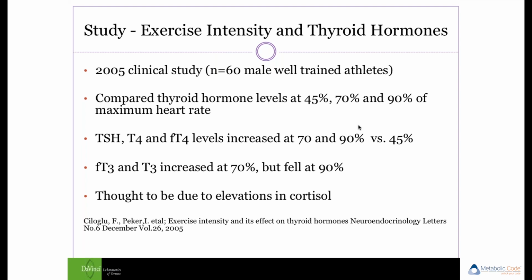And this was thought to be due to elevations in cortisol, that there's this sort of sweet spot in terms of 70% of maximum heart rate. You have real efficiency in the thyroid, but as you get into the 90% of maximal effort, we see a fall in free T3 because cortisol starts to blunt the conversion of T4 to T3.